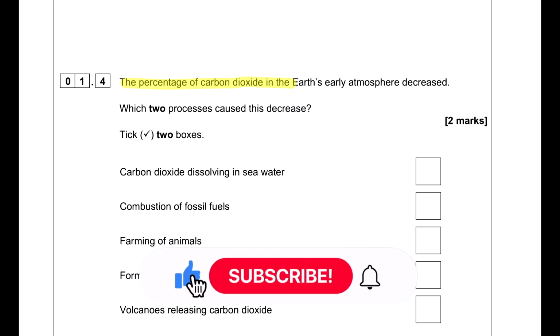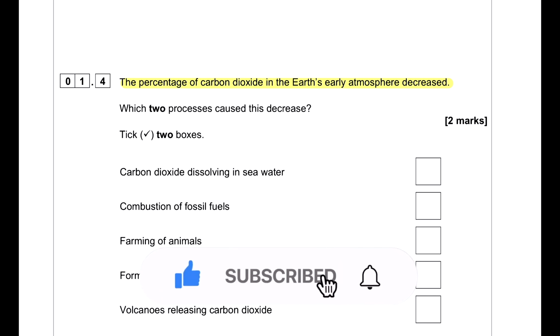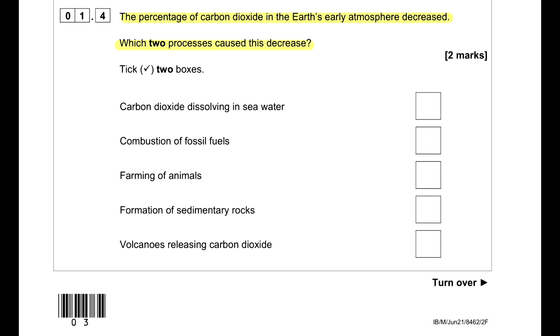The percentage of carbon dioxide in the Earth's early atmosphere decreased. Which two processes caused this decrease? To decrease carbon dioxide concentration in the air, photosynthesis can play a vital role. So photosynthesis, or the carbon dioxide may dissolve in seawater. This can also happen, all right? And then formation of sedimentary rocks. Sedimentary rocks contain calcium carbonate or other carbonates, which can then trap carbon dioxide in them.